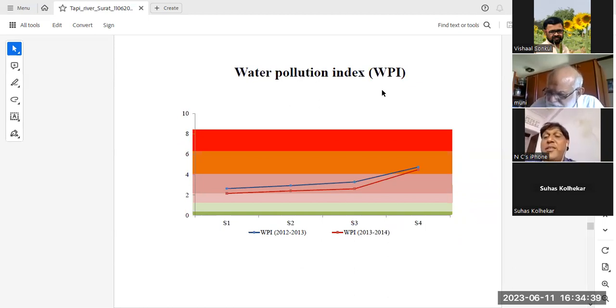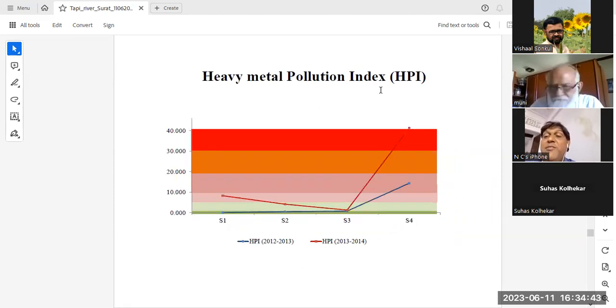Next, please. Similarly, we can see the heavy metals pollution index during 2013-14. This water body is much more dangerous than the previous year, 12-13. But for both years it can be concluded that this water body is polluted. Next, please.